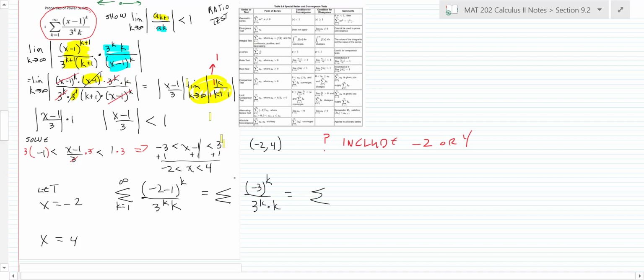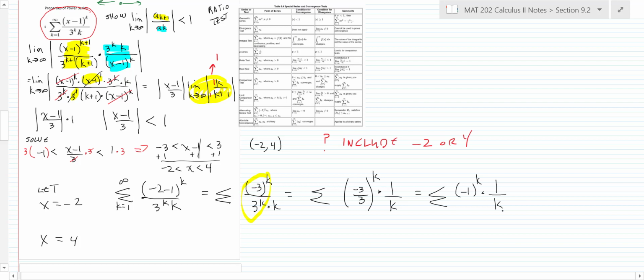Now, the algebra: what could I do with what I just highlighted there? You can put it in one big thing. You can write negative 3 over 3, all to the k. You're going to do this a lot when this shows up, so make sure you pay attention and you're able to do this. So you write that as negative 3 over 3 to the k power, and then really you have 1 over k. That gives you the series of negative 1 to the k times 1 over k.